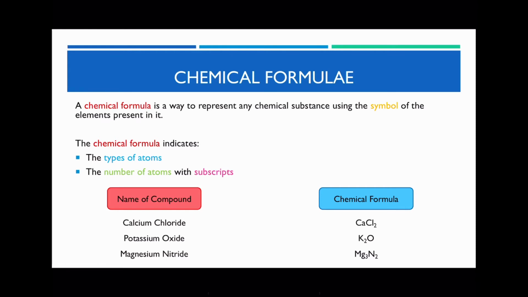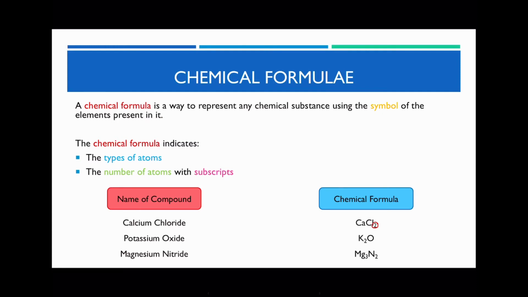The great thing about chemical formulas is that they indicate what elements, or what type of atoms, are present in the compound, but the chemical formula also shows you the number of atoms that the compound has using subscripts. And we said that subscripts are the lowercase numbers over here. So for calcium chloride, it tells you that calcium chloride has one calcium atom with 2 chlorine atoms bonded to it. Please remember, subscripts indicate the number of atoms present in the ionic compound.